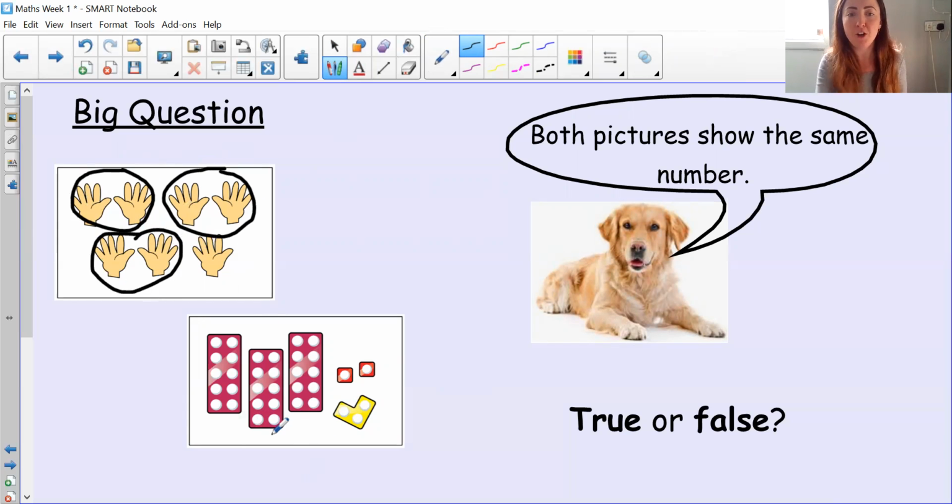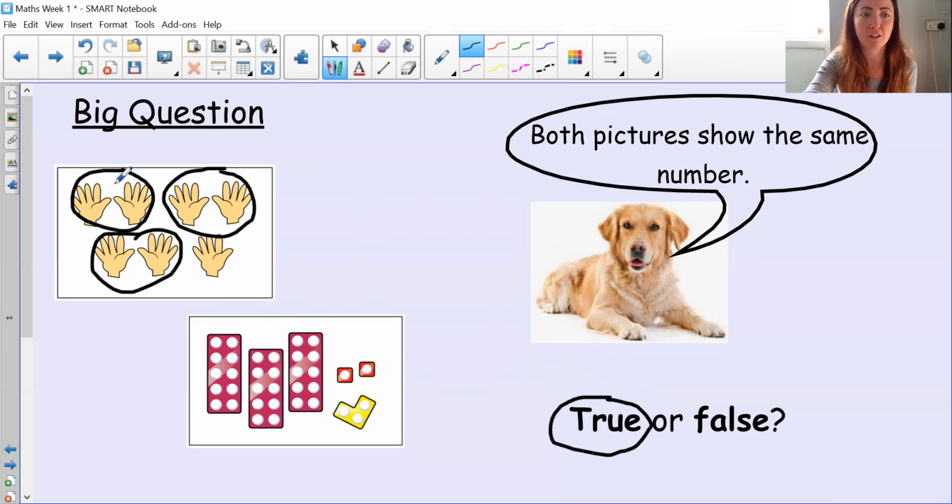Okay, and then over here, we've got our Numicon. And we've got our 10s here, and then we've got a 3 and 2 ones. That makes 5 as well. So we can see we've got 3 10s and then 5 ones in our picture of hands, and then 3 10s and 5 ones with our Numicon. So they must be showing the same number. It must be true.